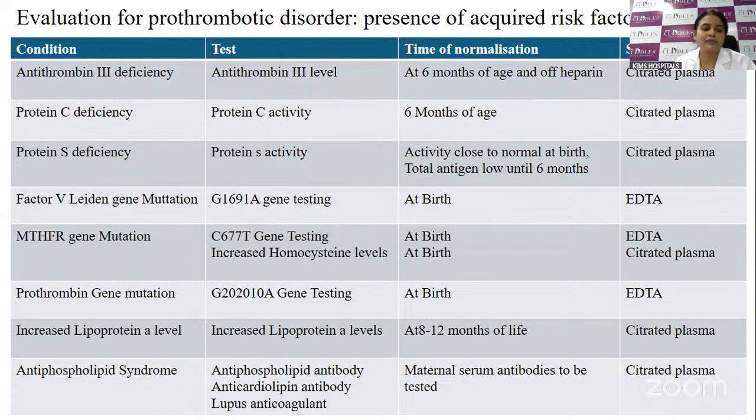For methylene tetrahydrofolate reductase, the C677T gene and increased homocysteine levels are checked at birth. For prothrombin gene mutation, G20210A gene testing has to be done at birth. Lipoprotein A levels have to be done at 8 to 12 months of life. For antiphospholipid antibody syndrome, we have to check antiphospholipid antibody, anticardiolipin antibody levels, and lupus anticoagulant in the mother's serum.